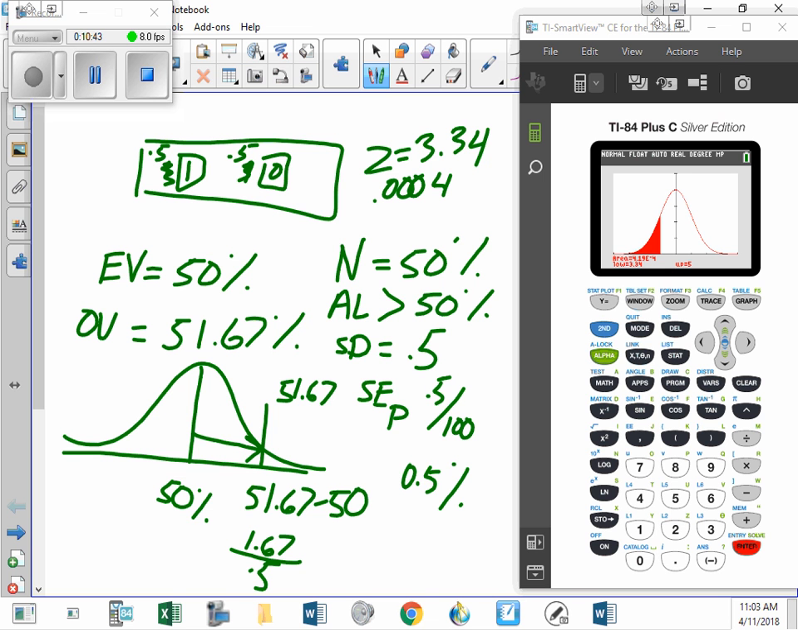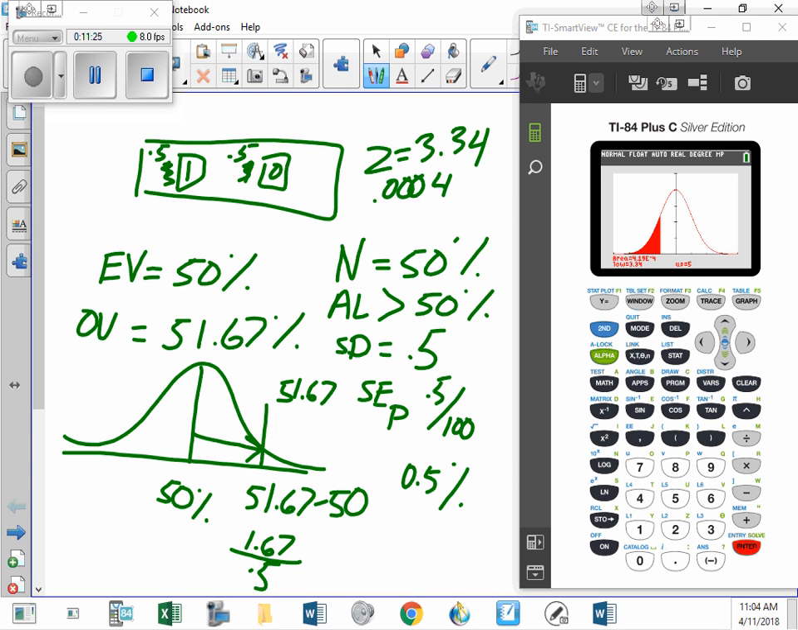So the difference is highly significant because my z-score was so big. So you would say that the results are highly significantly different from the expected value. So we are very confident that this is an unfair coin.